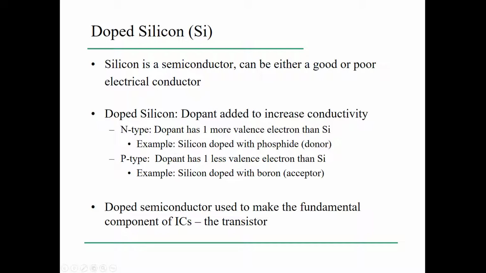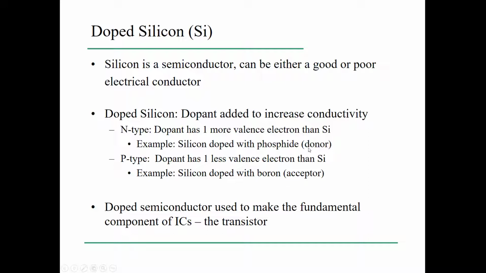So when you add a substance that has one more valence electron than what the silicon has, that's called N-type silicon. And when you add a substance that has one less valence electron than the silicon, that's called P-type. And a common substance that's used to make N-type silicon is you add phosphide, and for P-type you add boron.